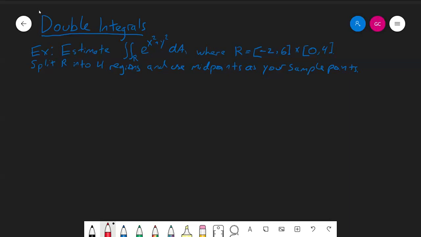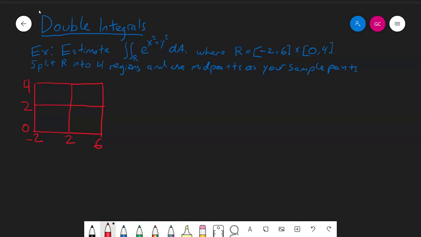Well, let's start by just sketching the rectangle R. Just draw a rectangle, and what we're going to do is label the range of x values, which was -2 to 6, and the y values from 0 to 4. And to split it into 4 regions, we're just going to cut it in half both ways. And then that means that this y value here should be the average of 0 and 4, so that's 2. And this x value will be the average of -2 and 6, which is also 2. So those give you the 4 regions.